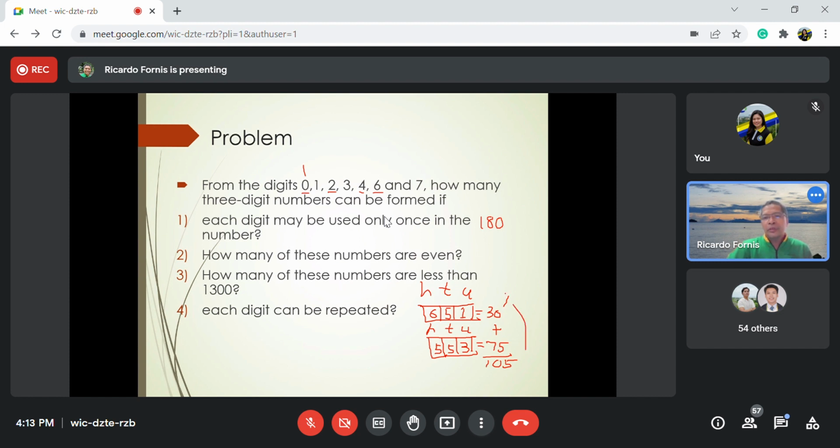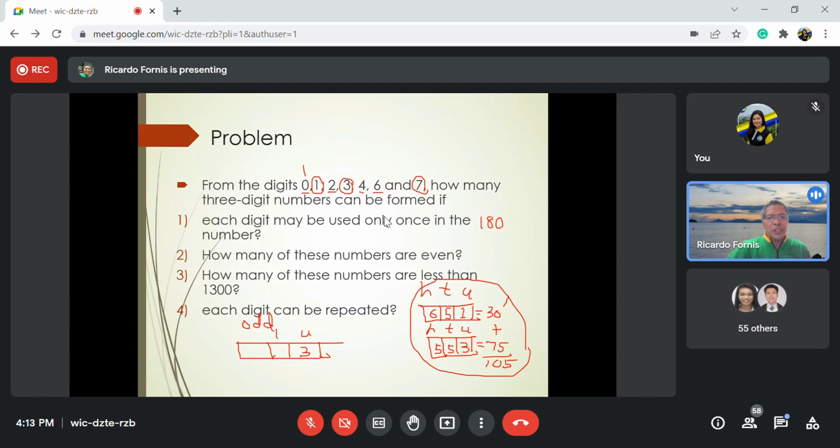Now, you can also solve the same problem by first estimating the number of odd numbers. For odd numbers, it is probably not problematic. Why? Because 0 is not odd, meaning if we are going to form odd numbers, how many candidates are there as the units digit? 1, 3, and 7. So all in all, there are 3. So the units digit can be filled up in 3 different ways.